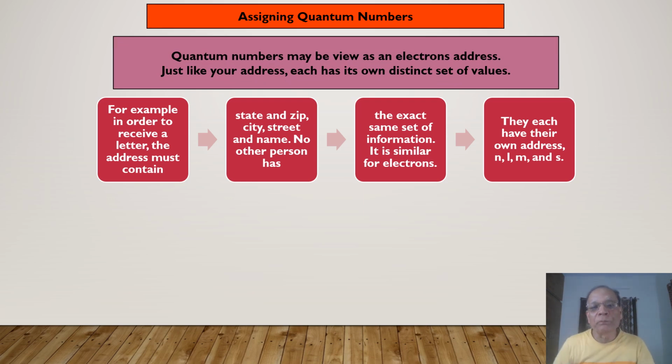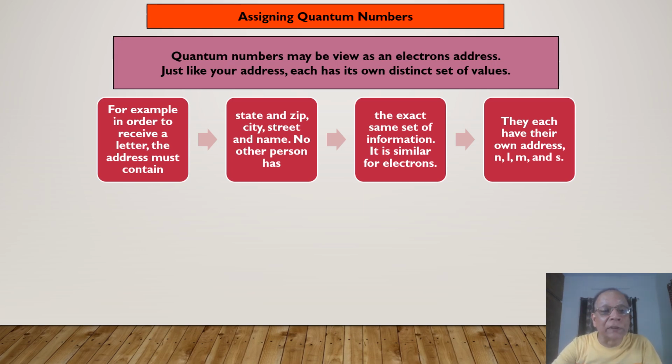Now, assigning quantum numbers to different electrons in different atoms, the quantum numbers may be viewed as an electron address, the address of electron, as I said earlier. Just like your address, each has its own distinct set of values. So no two electrons can have all four quantum numbers identical. Even in the first shell, we have two electrons. The spin is going to be different. One electron which is spinning in a clockwise manner will have plus half value. The other electron will then have minus half value, because electrons pair up with anti-spin.